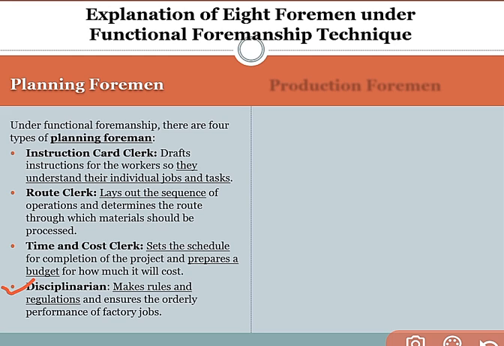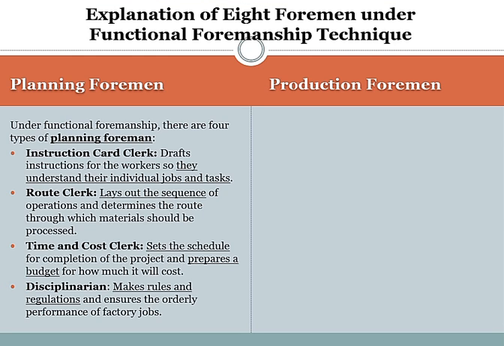Right. So these are the major four subcategorizations under planning foreman, who work together, who are specialized in their specific field, and who perform their functions as per the direction of the one boss, who is the factory manager. Right. So coming to the next categorization of functional foremanship, the production foreman.